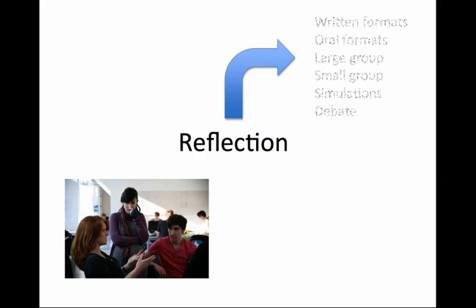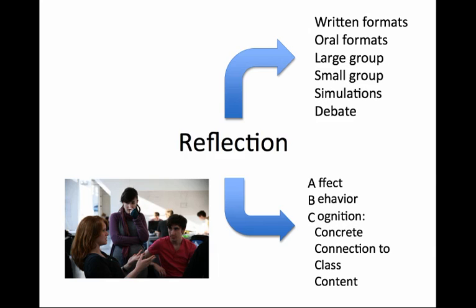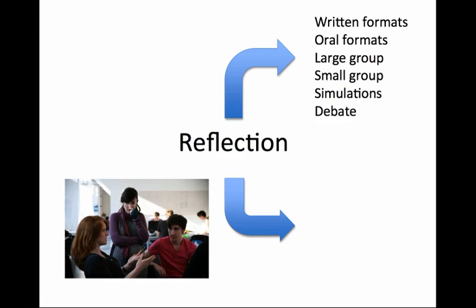Reflection can take many formats. They can be done in writing, they can be done orally in large group or small groups. You can even conduct reflection in simulation activities or debates. One rubric for reflection is known as the ABCs, in which students are invited to reflect on the affective nature of their service learning experience, as well as the behaviors they engaged in, and to make concrete connections to class content to determine the cognitive growth that's taken place.